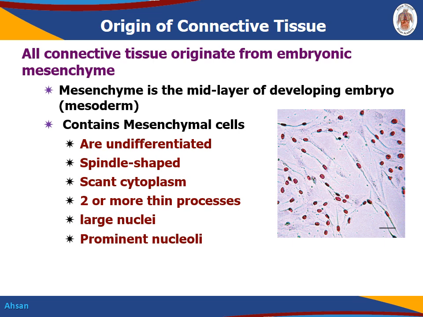This type of cells are present in the mesoderm mostly, and they differentiate into adult form of cells, means these are mature form of cells.